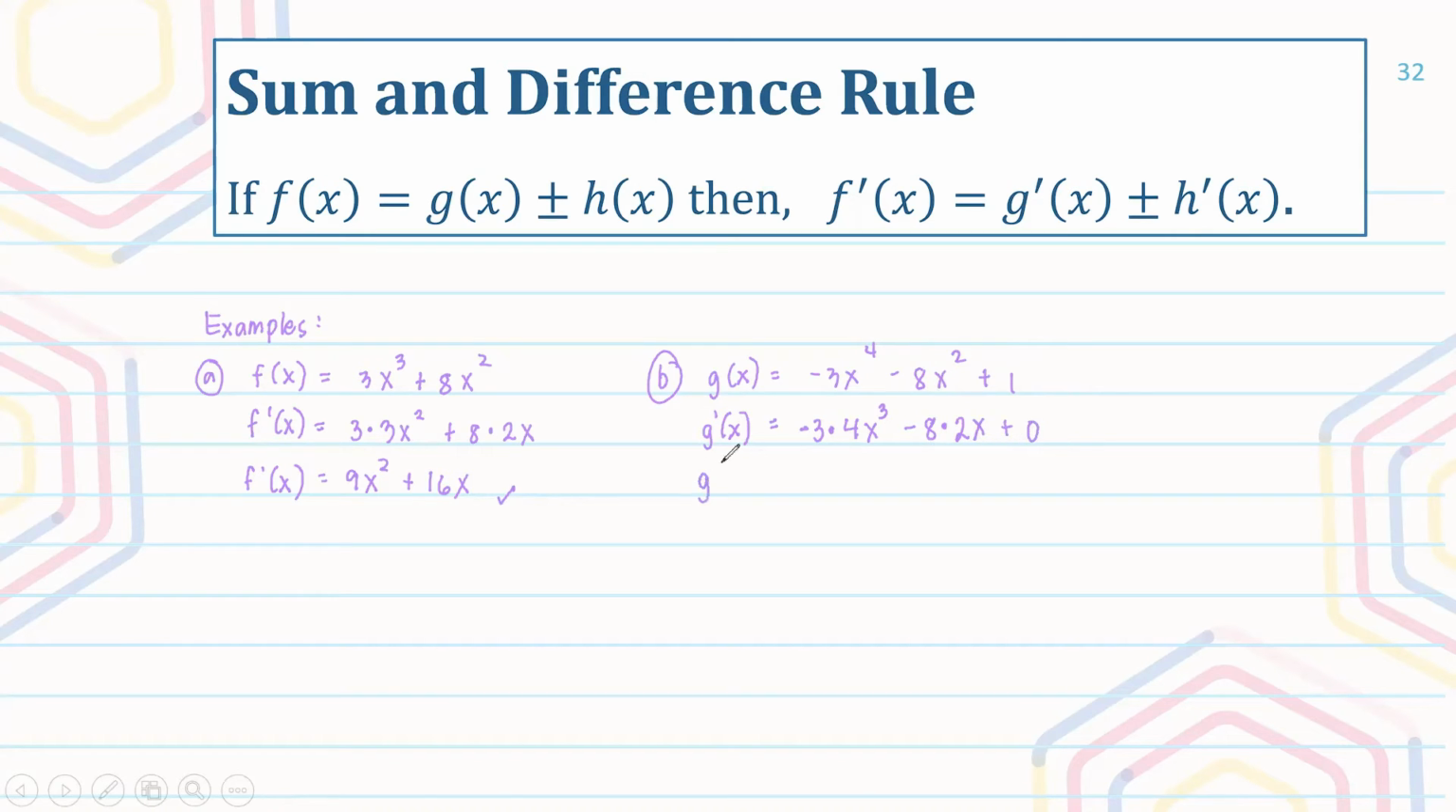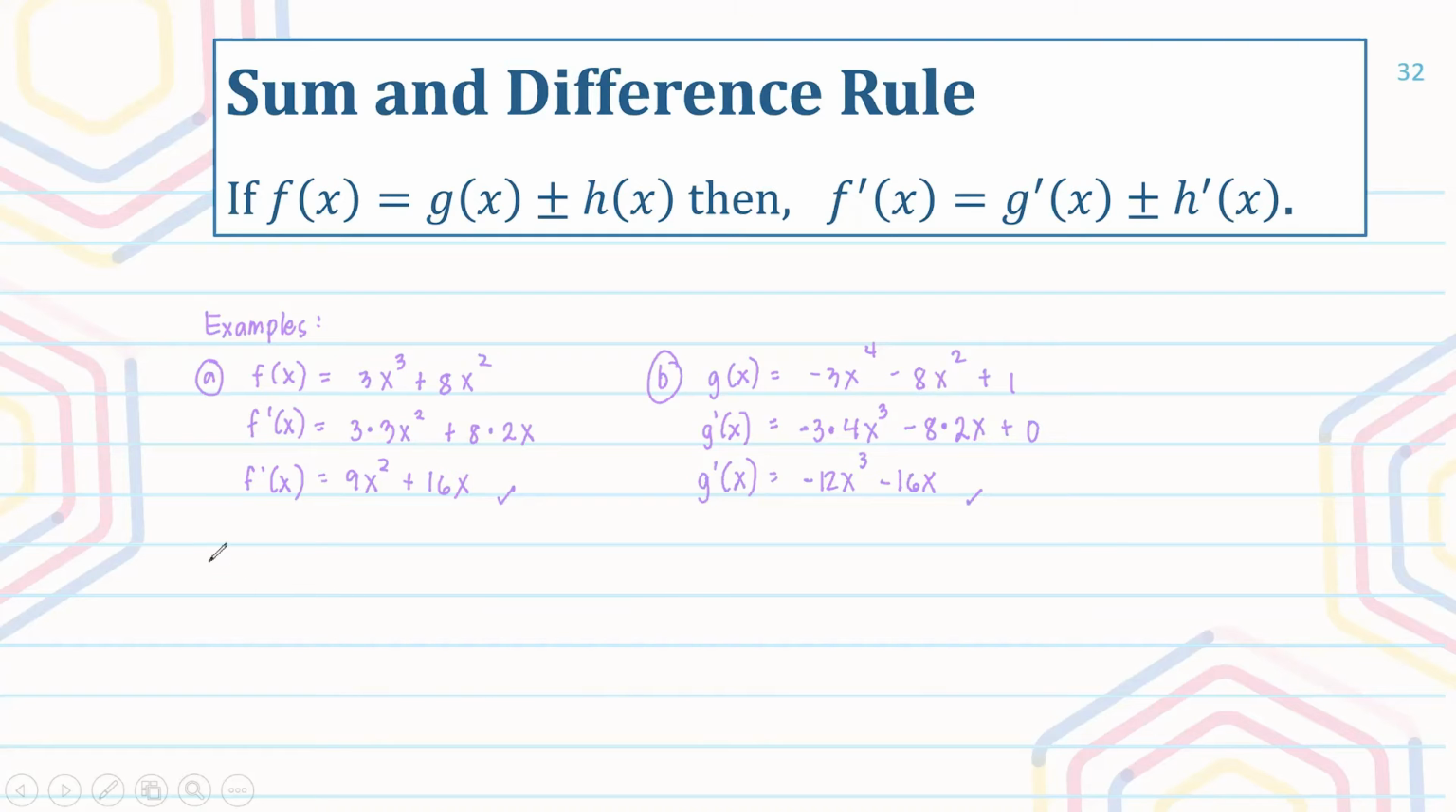So g prime of x is equal to negative 3 times 4, that's negative 12x cubed, negative 8 times 2, that's negative 16x plus 0. So now this is our final answer.